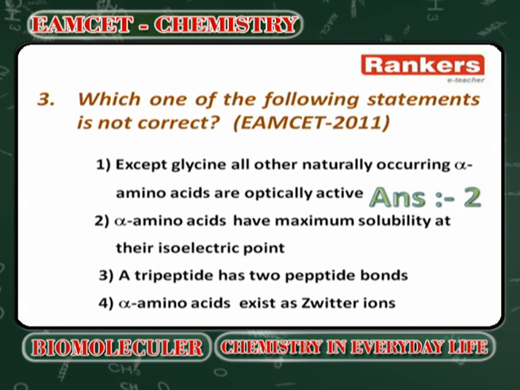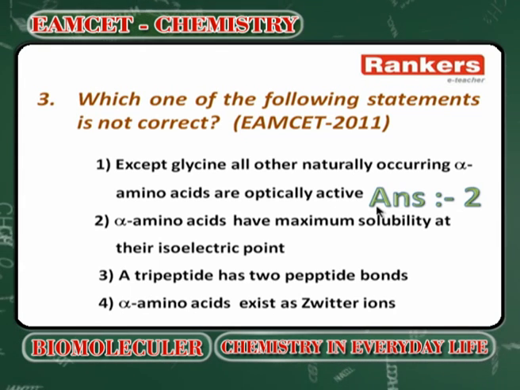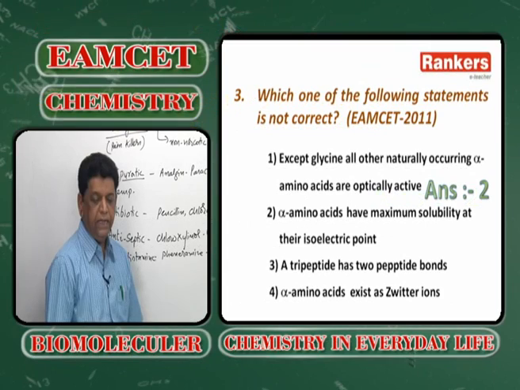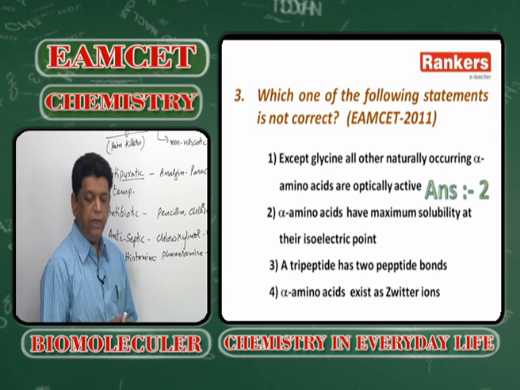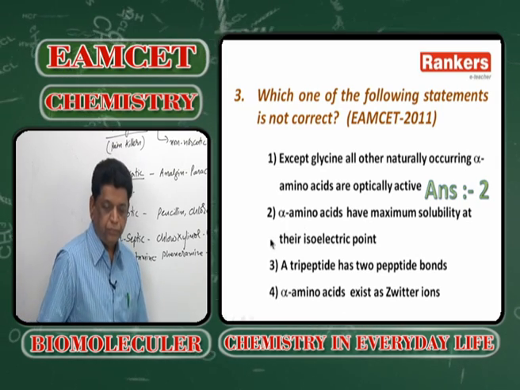A tripeptide has 2 peptide bonds. That is what I said, 3 amino acids joining gives a tripeptide. In between you have 2 peptide bonds. Alpha amino acids exist as Zwitter ions at their isoelectric point. That is also correct. Except the 2, all are right answers. Next.